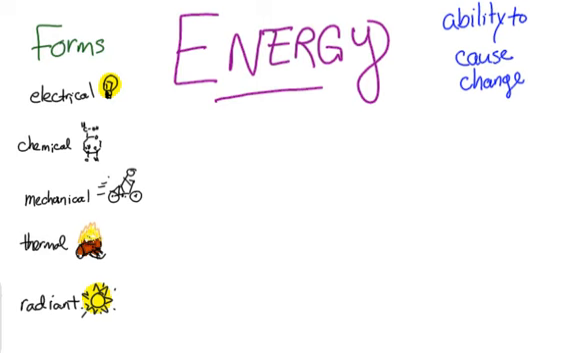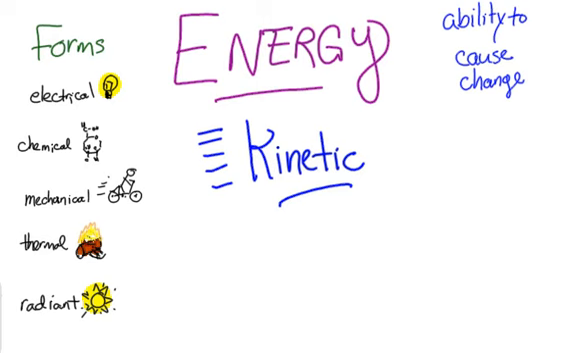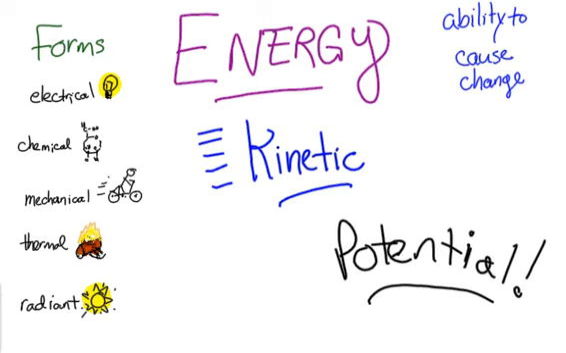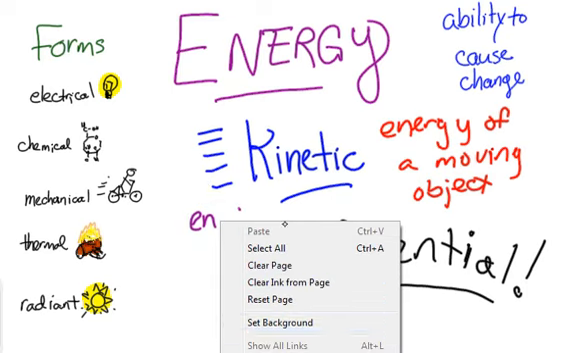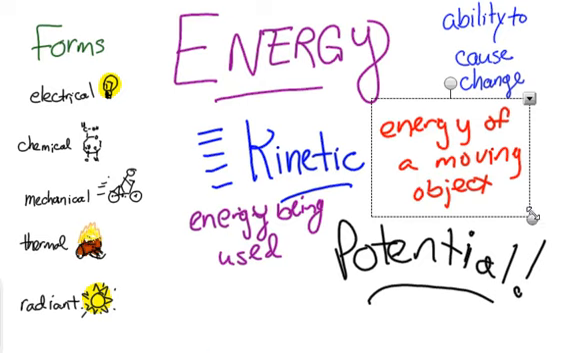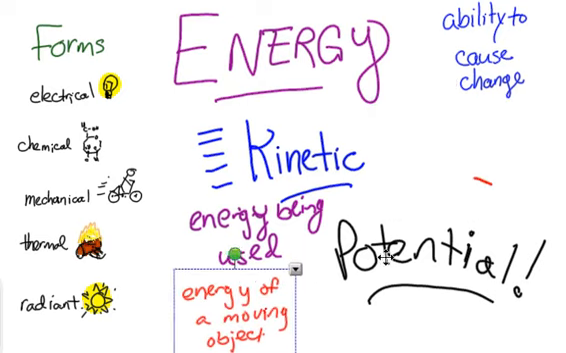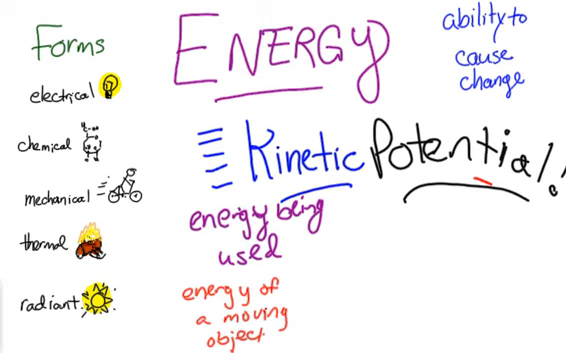In these forms of energy, we can also identify two classes of energy, and they include kinetic energy and potential energy. Kinetic energy is simply the energy in a moving object. It can also be determined as energy that's being used. Potential energy is energy that is stored.